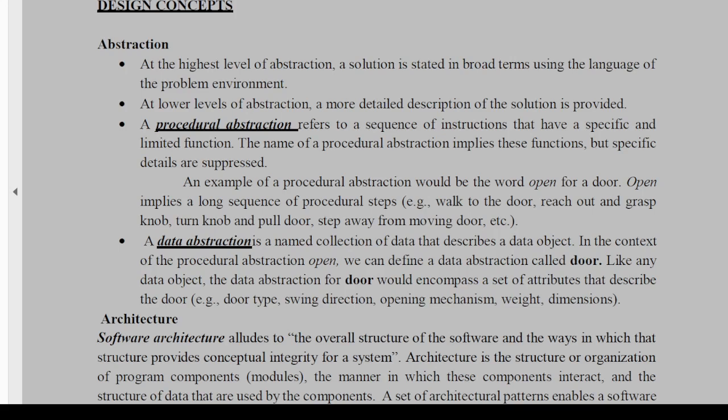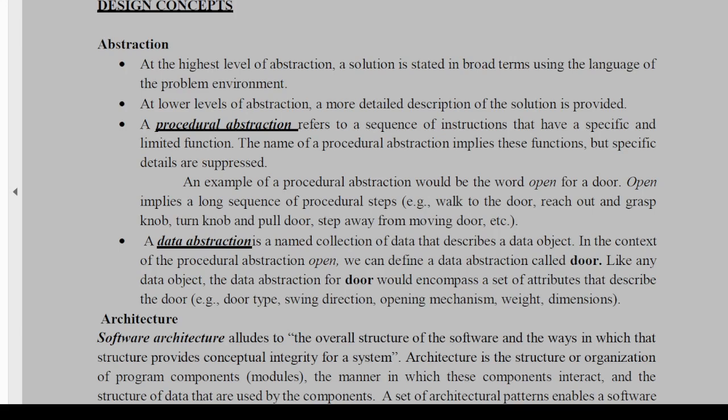Next is design concept. In design concept, the first topic is abstraction, and the second is architecture, then pattern, then separation of concern, modularity, information hiding, functional independence, refinement, aspects, refactoring, then object oriented design concept and design classes. These are the design concepts.